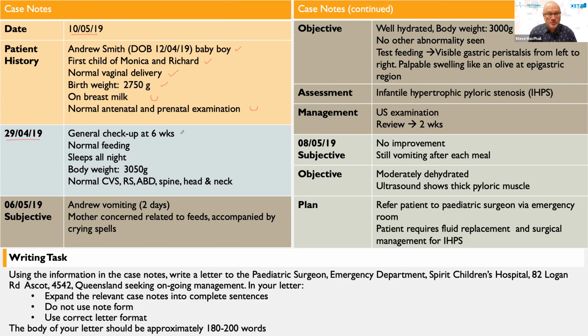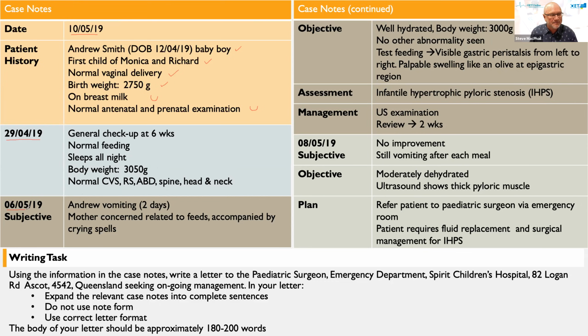Okay, general checkup at 6 weeks. So that was the first checkup. Normal feeding, sleeps all night. Body weight was 3,050 grams. Everything's normal there. So you may not need to include that, but you may select part of that information, which we'll see in a minute. But things were pretty normal at that time, right?